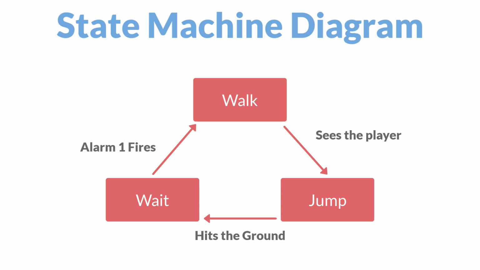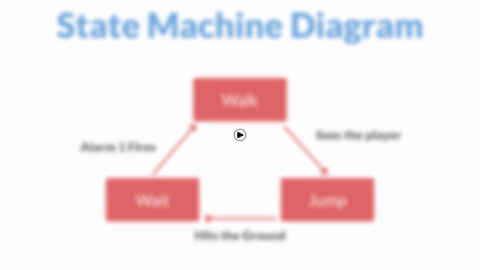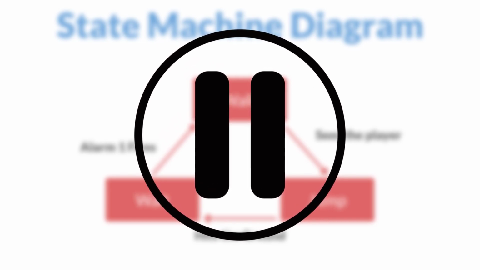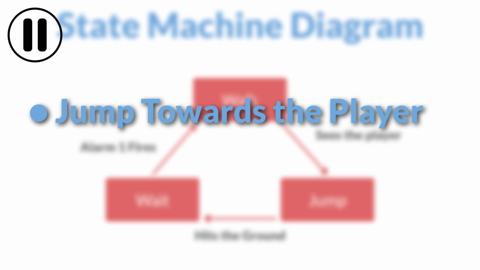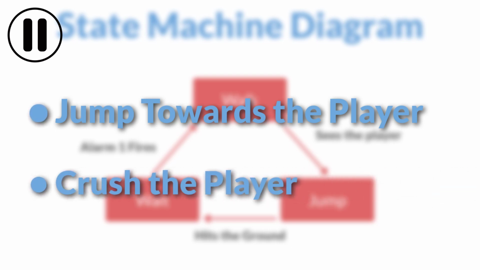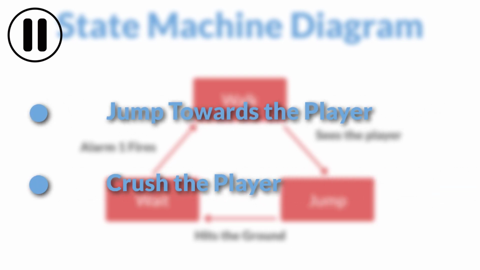To create this new enemy, we're going to need to modify this state machine. And it might be worth pausing for a moment here to think about what you would need to change and add in order to get this square to jump towards the player and then try to crush the player if the enemy is above the player.